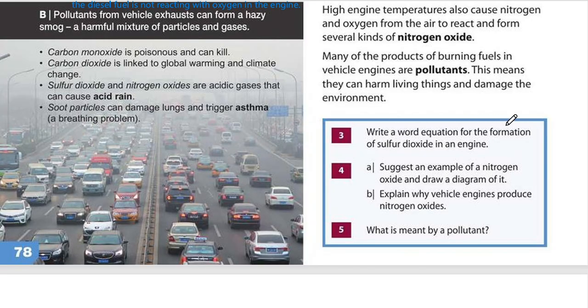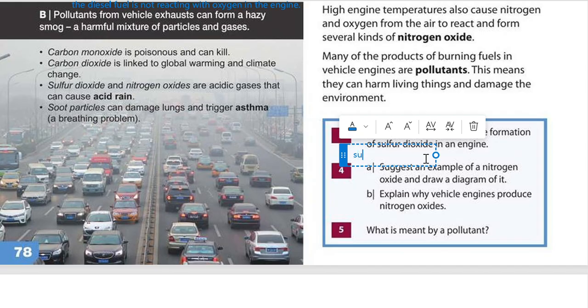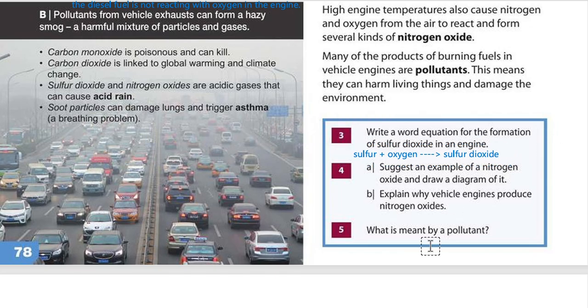Right. Now there is question 3. Write a word equation for the formation of sulfur dioxide in an engine. Can you write the word equation for that? Who can give me the answer? Sulfur plus oxygen gives sulfur dioxide. You can write sulfur plus oxygen produces sulfur dioxide. This is the answer.